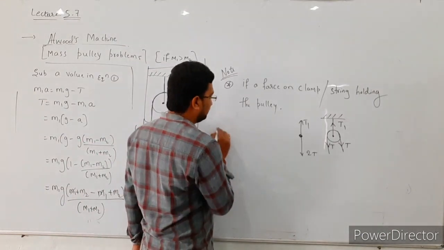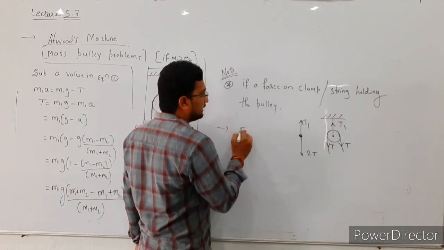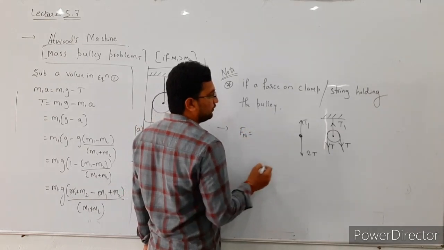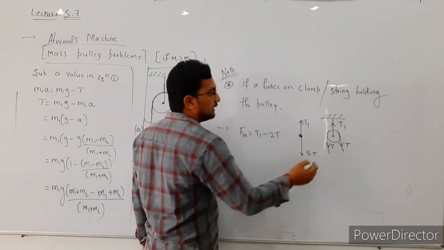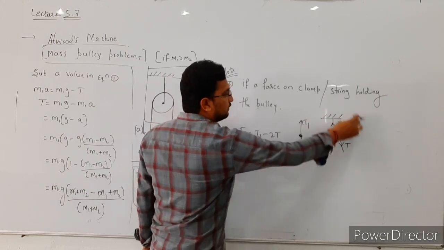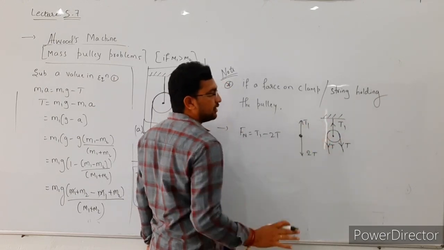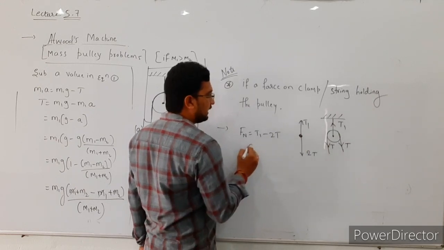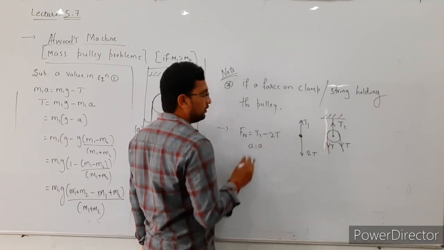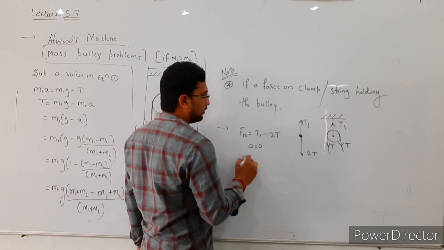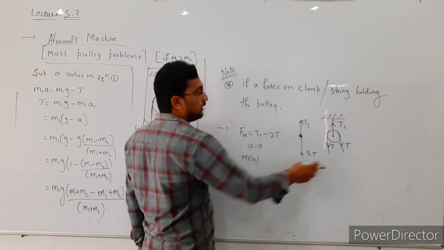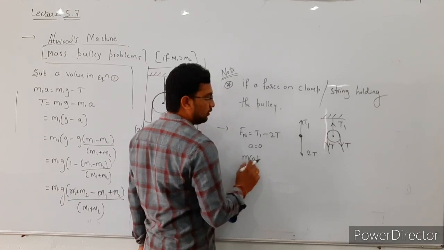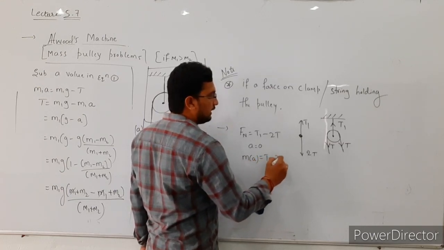So from this one, the net force acting on the system is T1 minus 2T. In this case, this frictionless pulley is stationary, at rest. If it is at rest, it means acceleration is 0. If acceleration is 0, the net force acting on this system, m into a, is equal to T1 minus 2T.